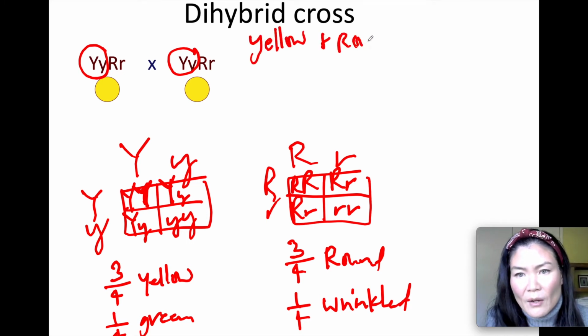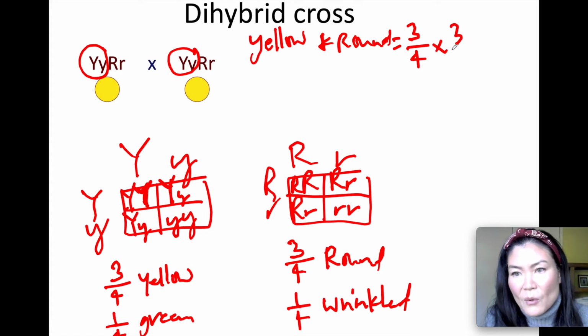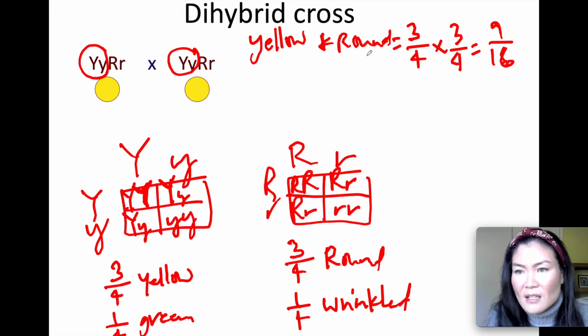All you have to do, you guys, is just multiply the fractions together. Yellow is 3/4. Round is 3/4. And you guys know how to multiply fractions. You just multiply across, right? 3 times 3 is 9. 4 times 4 is 16. So 9/16 is yellow and round. Okay? All right, let's do yellow and wrinkled.